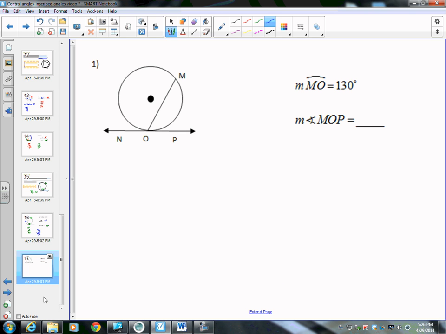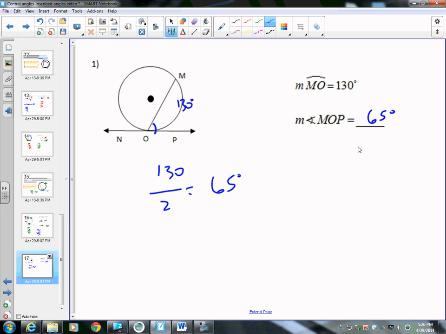Okay, we do have an example on the homework that looks like this. This is saying the measure of arc MO is 130, so this arc right here is 130 degrees. So I want to find the measure of angle MOP, this angle right here. Well, again, the intercepted arc is 130, so the angle is just half of that. So 130 divided by 2 gives us 65 degrees.